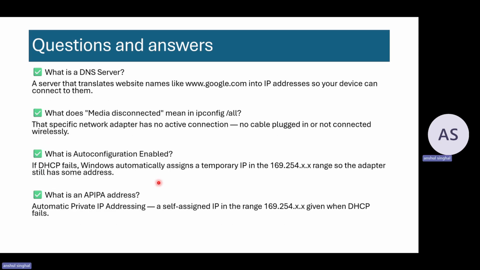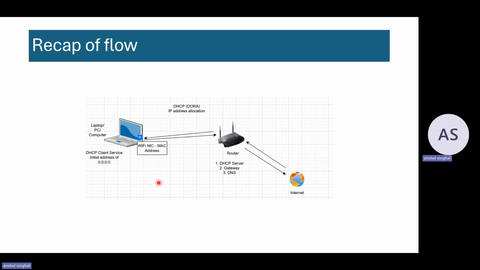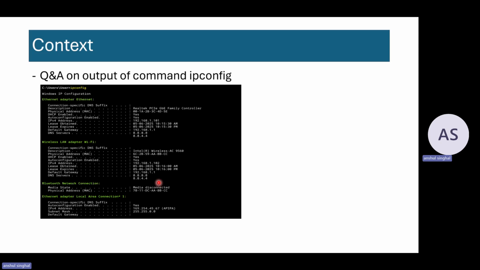Next one is, what does media disconnected mean in ipconfig /all? Sometimes you can see even in your machine, if you disconnect Wi-Fi and then run the command ipconfig /all, then for some network interface cards, maybe for Wi-Fi, if you have disabled Wi-Fi, you can see media disconnected.